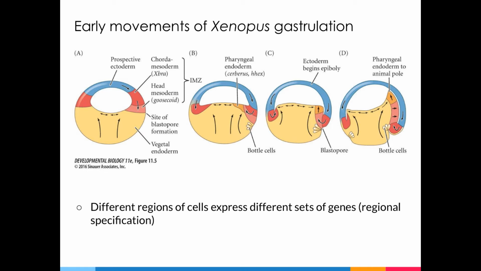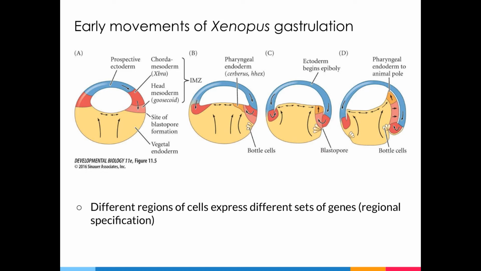The next cells to involute are those that will give rise to the notochord, which is a transient rod of mesoderm that induces the development of the nervous system. These cells express the transcription factor brachyury, which is required for the formation of the notochord.